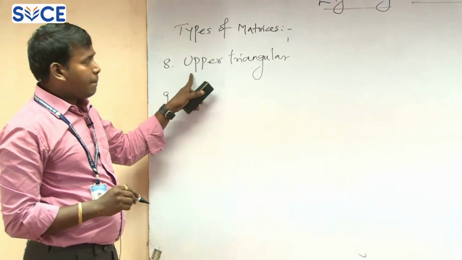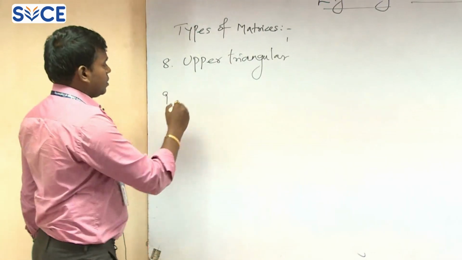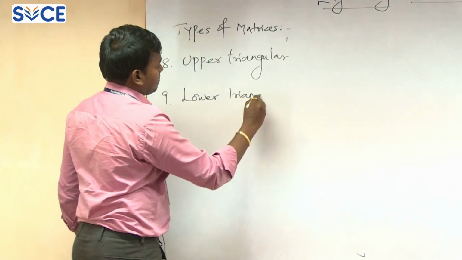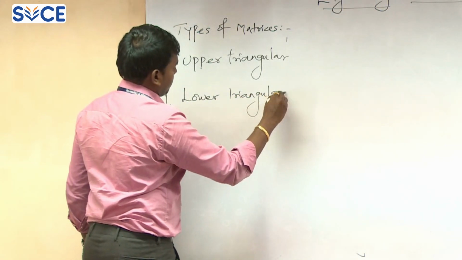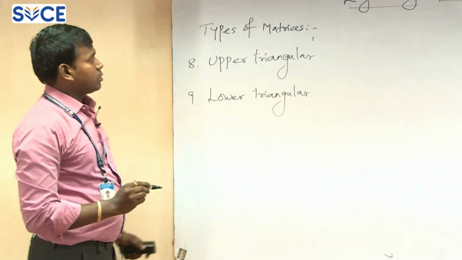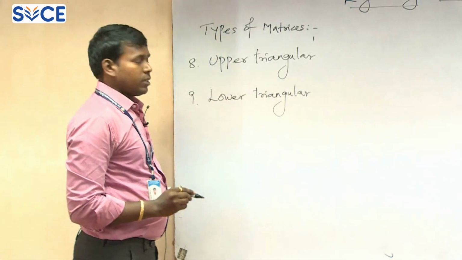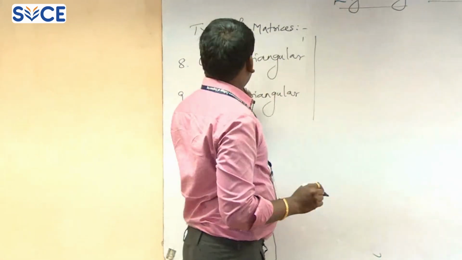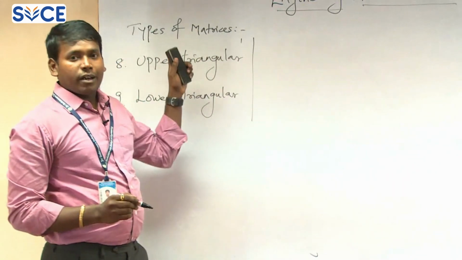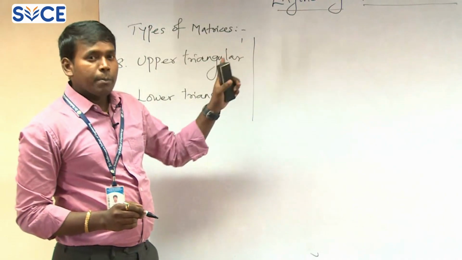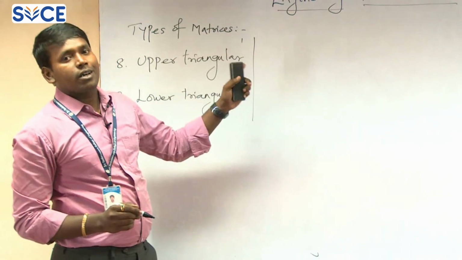Or eighth one, upper triangular matrix. Ninth one, lower triangular matrix. Now, upper triangle and lower triangle, the same, it must be a square matrix. Now, example for upper triangle matrix: a matrix in which all the elements below the main diagonal elements are 0.